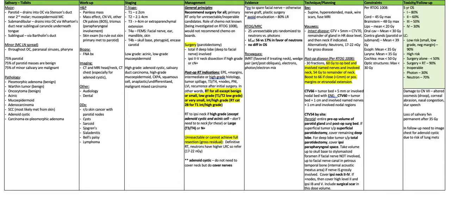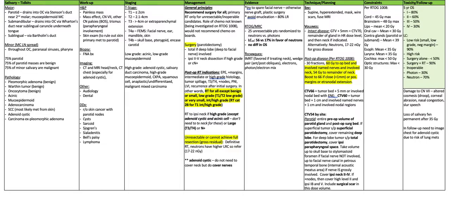54 gray to the remainder of the neck. Boost to 66 if you had a close margin less than 1 millimeter or positive margin, or if there was extranodal extension present. The CTV 66 is the tumor bed plus 5 millimeters or involved nodal bed with extranodal extension. CTV 60 is the tumor bed with 1 centimeter and involved named nerves plus 1 centimeter and involved nodal regions.